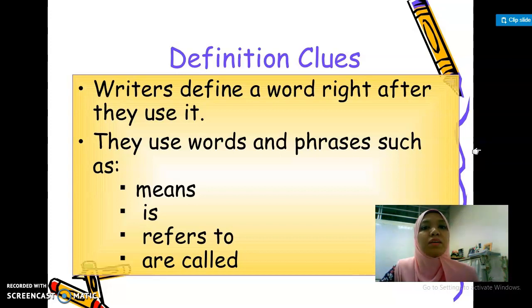Definition clues. Writers define a word right after they use it. They use words and phrases such as means, is, refers to, are called. For example, I like to use the word hypochondriac. The sentence might say hypochondriac means blah blah blah. That means right after the word is mentioned, you have the definition of it. So this is the approach using definition clues. Other phrases are is, refers to, are called. This is quite straightforward.